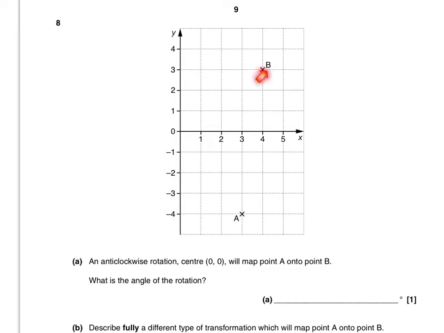You should be able to spot that to move that around to there is a turn of 90 degrees. If it was 180 degrees, it would move over into this quadrant here. The other way of doing it is if you draw lines from the centre, from the 0, 0 centre out, you'll see that it's pretty much a right angle there, so it's 90 degrees.